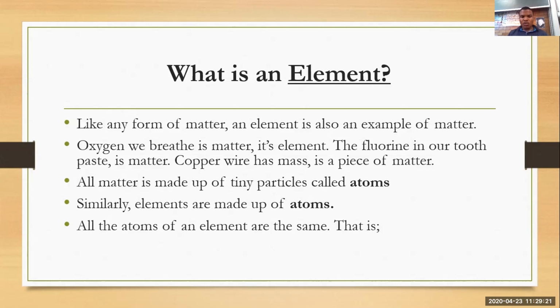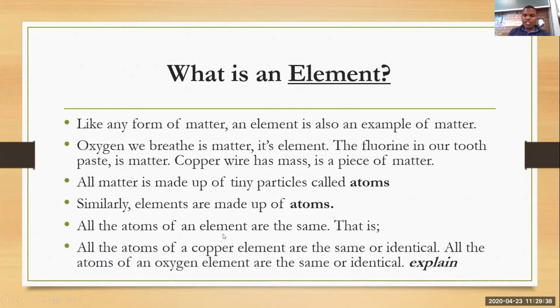Now, all atoms of an element are the same. Remember we said that elements are made up of atoms. Now we're saying all the atoms of an element are the same. Let's look at what that means. Let's take copper as an example of an element, or oxygen. Oxygen is matter, so it has tiny building blocks called atoms. The atoms of this specific element are the same, or identical.